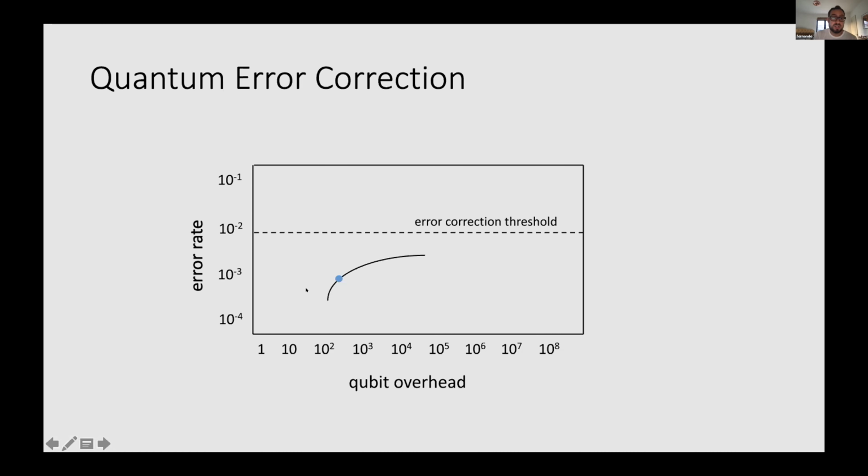Another question is, what is this curve? This depends on the kind of error correction you're doing. So is there a way to get a better curve here, for example? That's an important question in quantum computing.